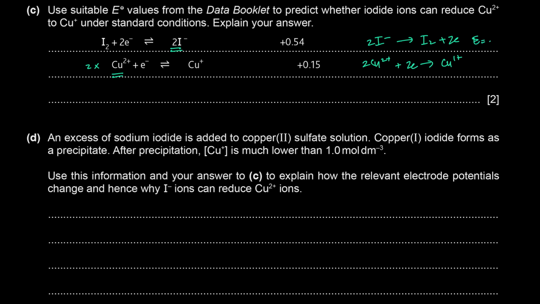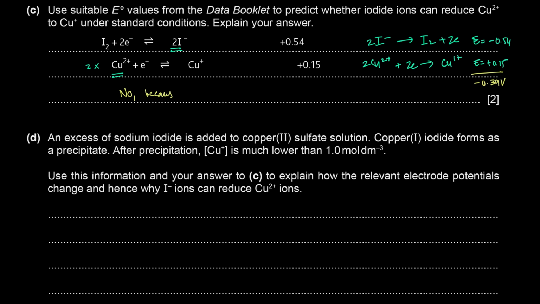The E for this reaction is negative 0.54 and the E for this reaction is positive 0.15, because over here we're taking the reverse reaction. We're starting with iodide ions as my starting reactant. Would iodide be able to reduce copper 2 plus? What is the overall EMF for this reaction? The overall EMF would be negative 0.39 volts. The question is asking whether iodide ions can reduce copper 2 plus ions, and the answer is no.